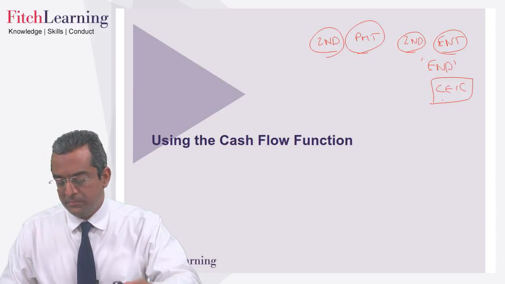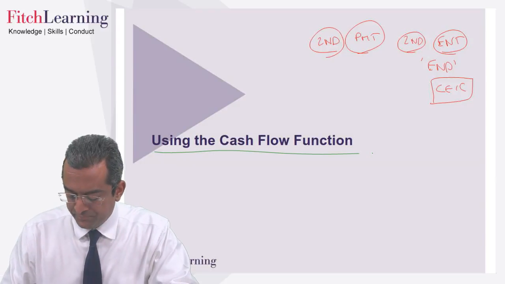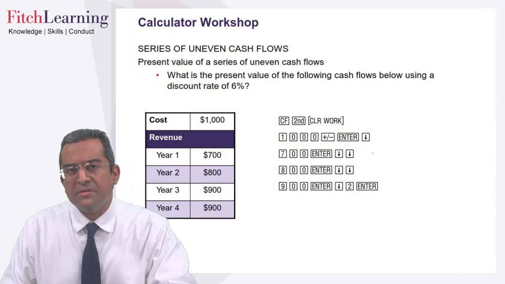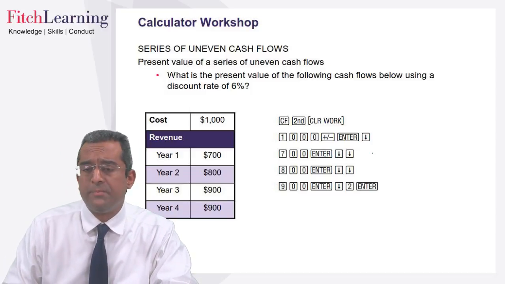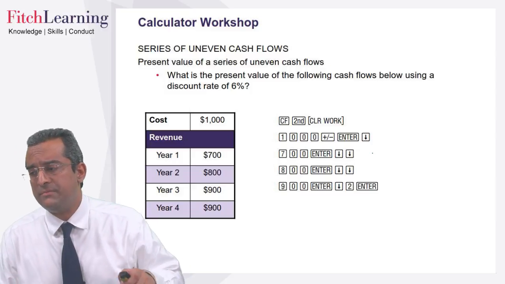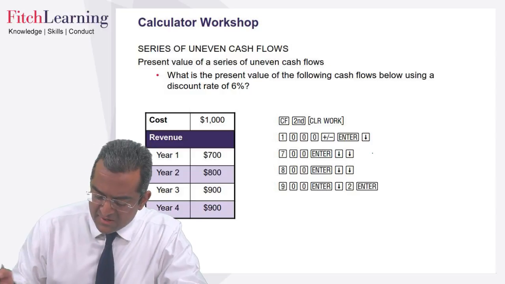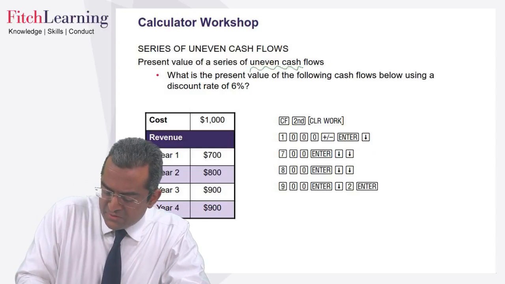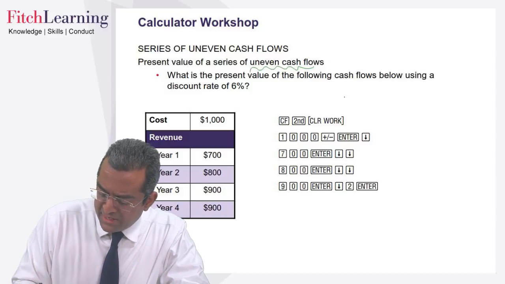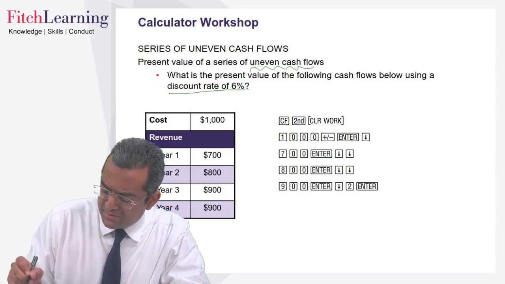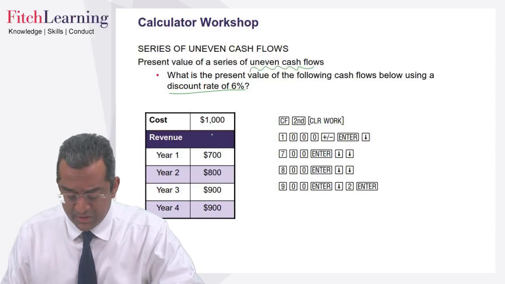Now the cash flow function, a whole different button for that. Okay. Now, what we have is an example about a project, generally corporate finance topics and project appraisal, we need to know about cash flow valuation. So here it says, let's imagine you have uneven cash flows. So you can't use the payment button. You want to value the following cash flows using a discount rate of 6%. Now what we can see, guys, is there's a cost and then there's some revenue streams, so for 4 years.